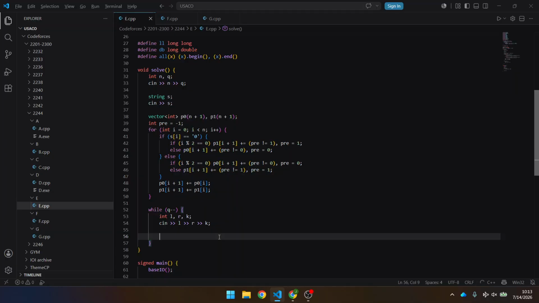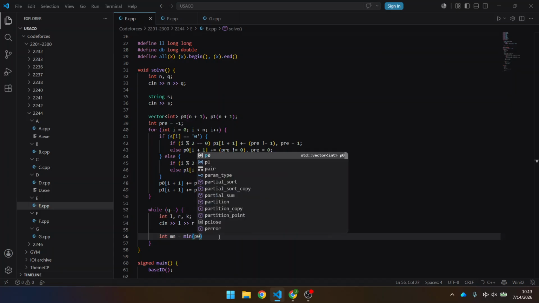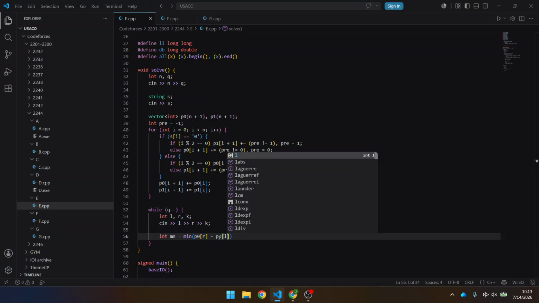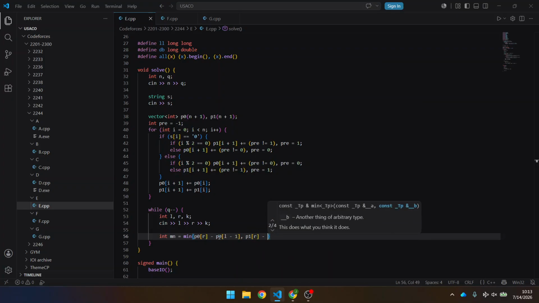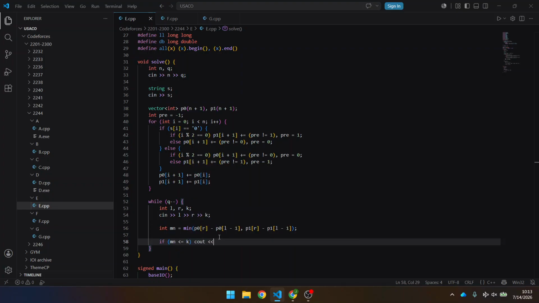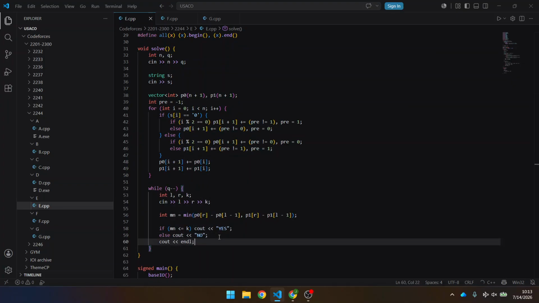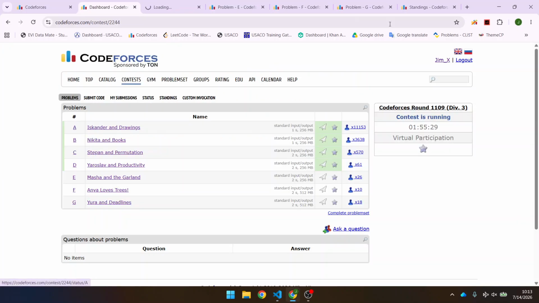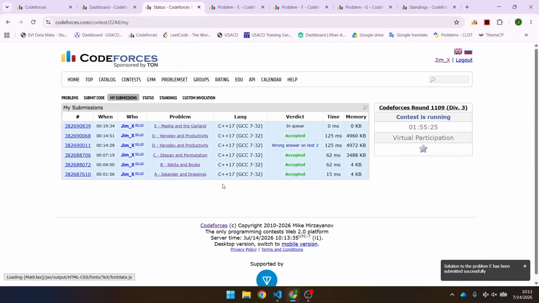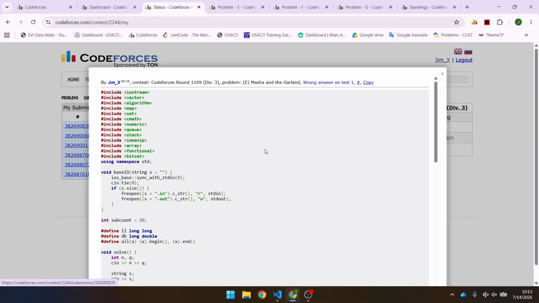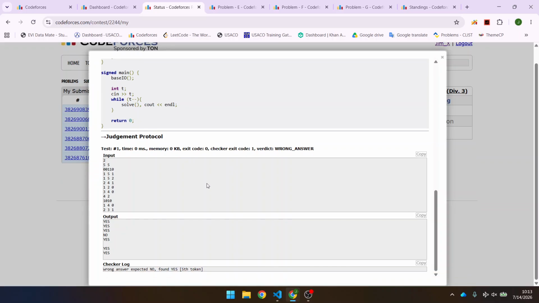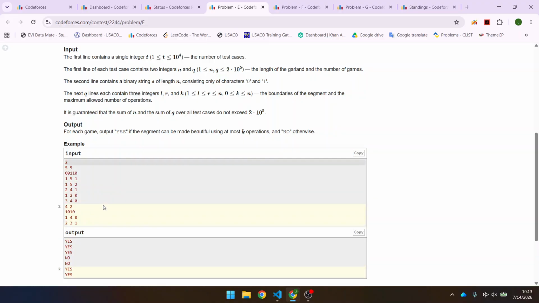Okay. And we can just output, right? So int min of p0 r minus p0 l minus 1, p1 r minus p1 l minus 1. If min is less than or equal to k, you can just output yes. Otherwise we output no. Expected no, found yes, fifth of them.